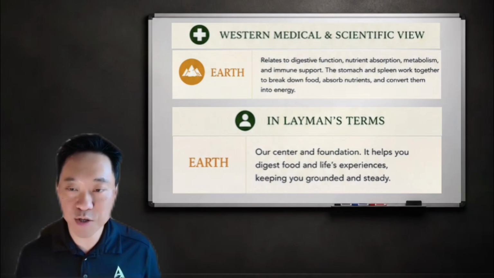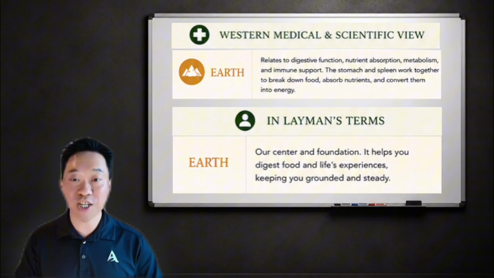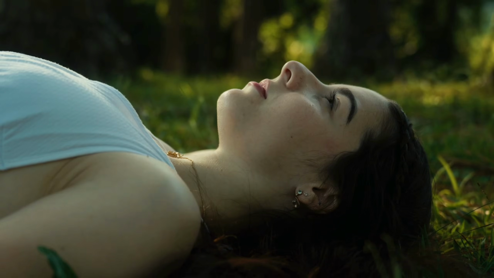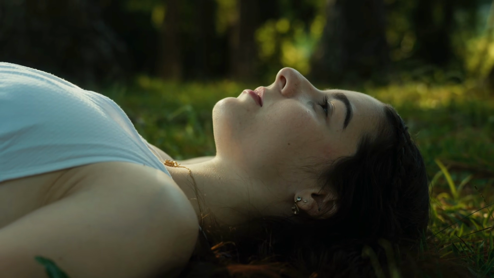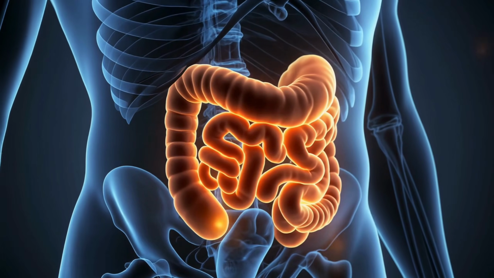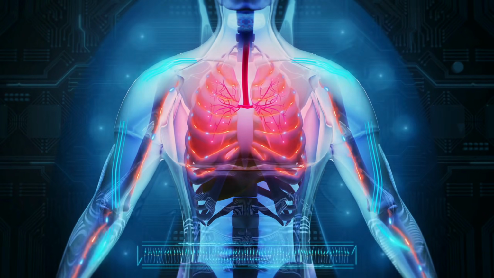How does this relate to you? It's our center, our foundation. It helps us digest food and life experiences. It keeps you grounded and steady. Next is the metal element. This is connected to your lung and large intestine. So respiration, oxygen, also your skin health, and of course your large intestine.